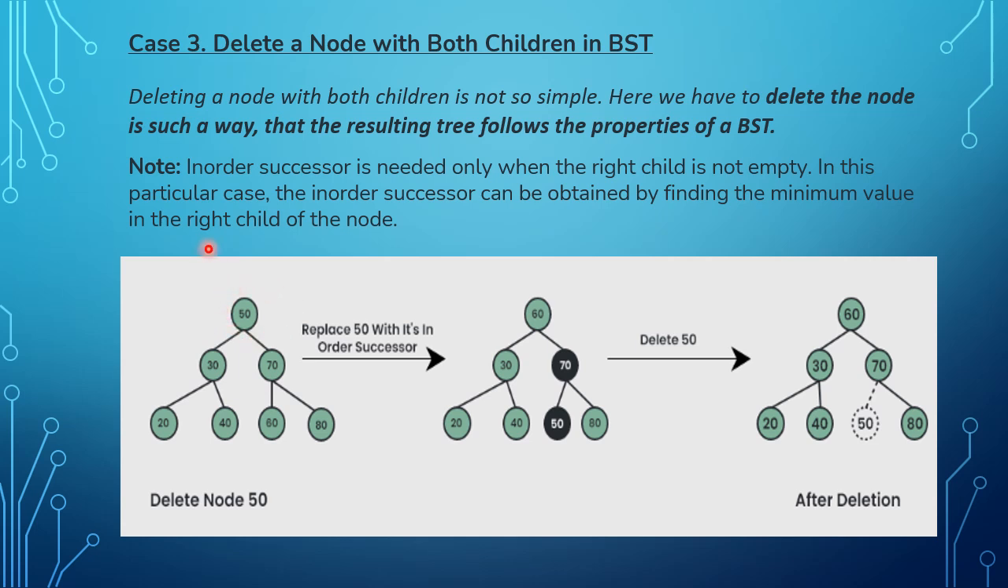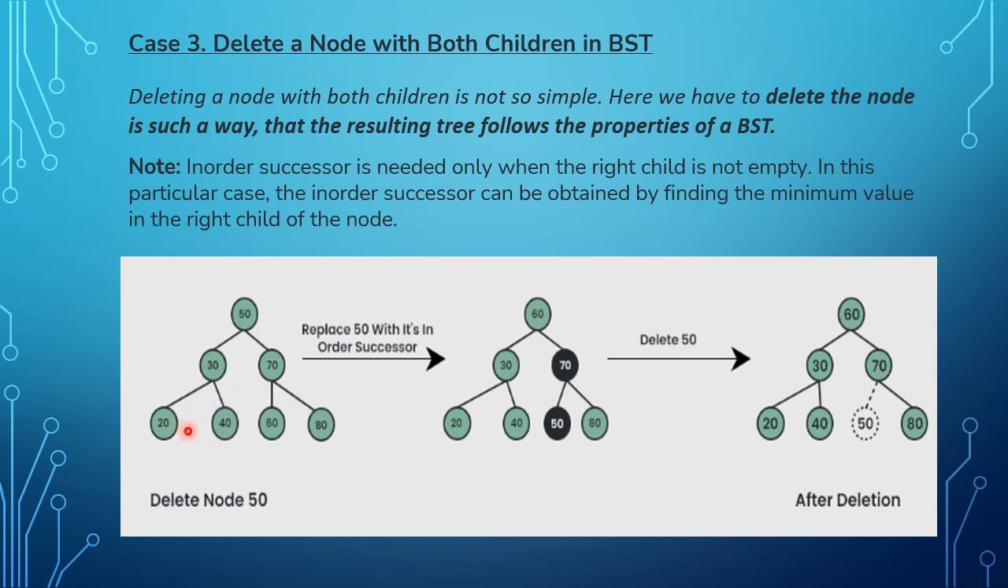So what is meant by in order predecessor? In order predecessor means the maximum element found in the left side of the root node. That means what is the in order predecessor of 50? What is the maximum element on the side of the 50? That is 40. So the in order predecessor of 50 is 40.